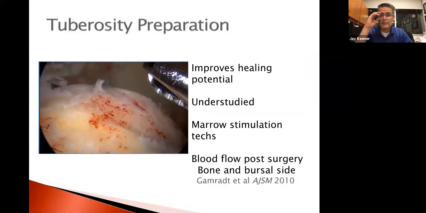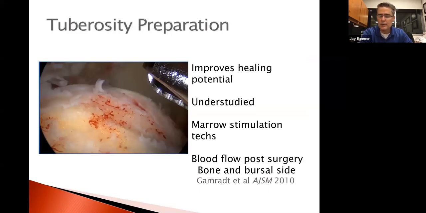What about tuberosity preparation? I think this is probably one of the more important aspects of healing. We know from ultrasound studies done out at JSES that the blood flow for a cuff repair comes from the bone and from the bursal side, but the tendon itself is avascular. So the actual substance of the tendon has a poor blood supply. So interestingly, this is one of the most understudied elements of cuff repair healing.